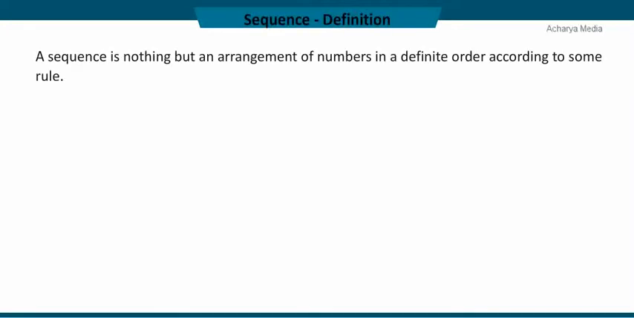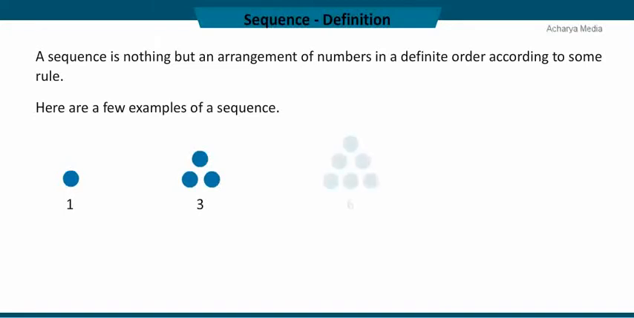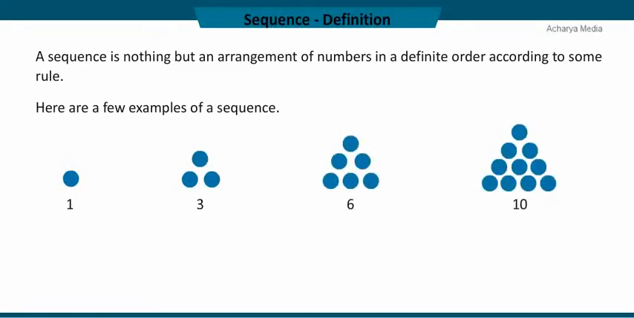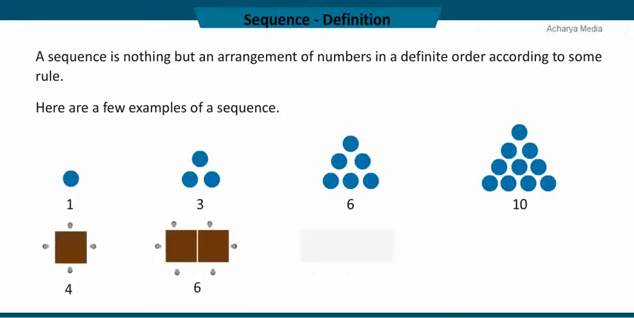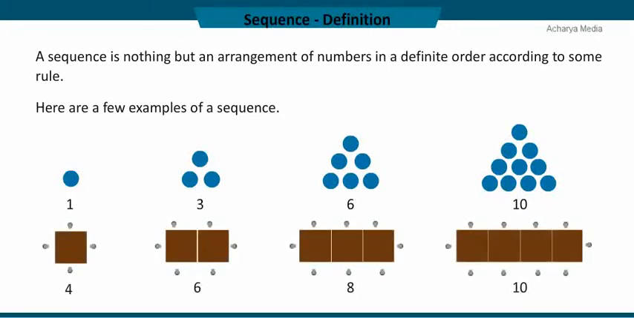A sequence is nothing but an arrangement of numbers in a definite order according to some rule. Here are a few examples of a sequence. The first sequence, 1, 3, 6, 10, is the number of dots required to form a triangle. The second sequence, 4, 6, 8, 10, is the number of people sitting around a table. Each time a square table is added to the previous one, the number of people is increased by 2.